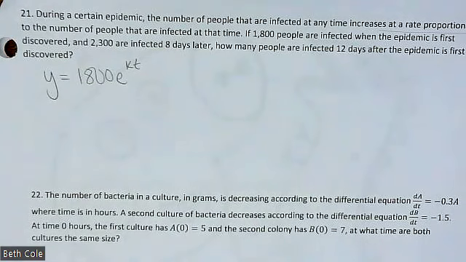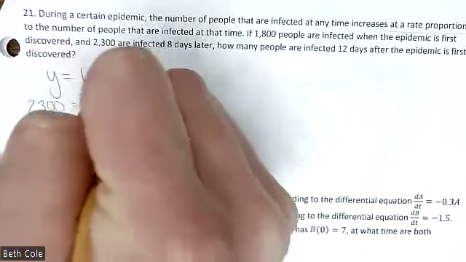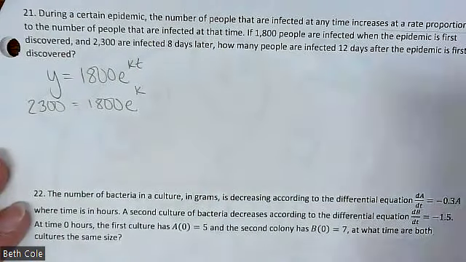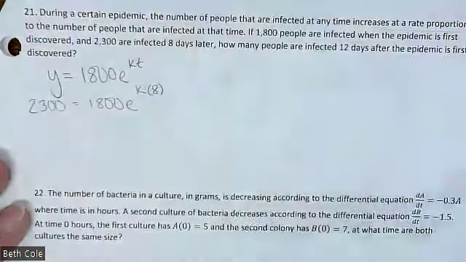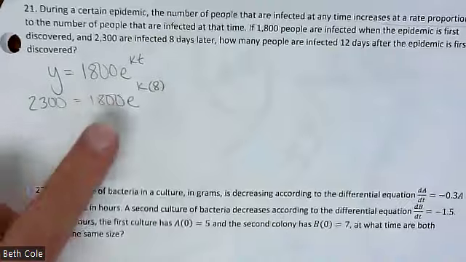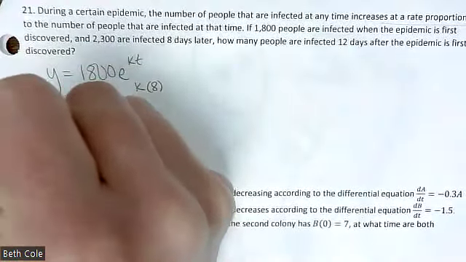And then 2,300 are infected 8 days later. Where does the 2,300 get plugged in for? Y, that's your amount of people. And then time is, what was it? 8 days later. And then what are you going to do to start solving? Not yet. You're going to divide by 1,800. Now, I would just write that as 23 over 18.